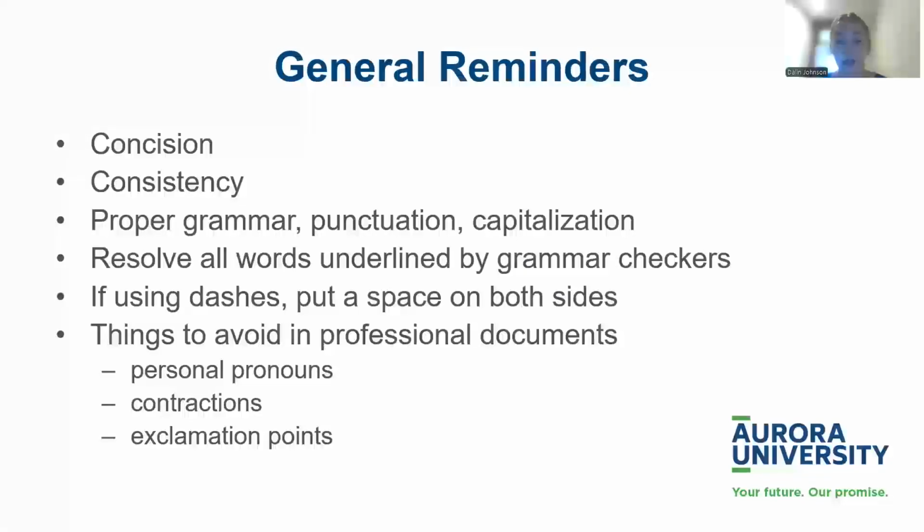And then some things to avoid in professional documents. Usually you don't want to use personal pronouns like I, you, we, us, me. Always use the third person. And then contractions, so can't, won't, aren't. You want to change those to cannot, will not, are not. Just some things to keep in mind. And then exclamation points. Those can look a little bit unprofessional, and they're usually not necessary, so try to avoid those on most professional and academic documents.